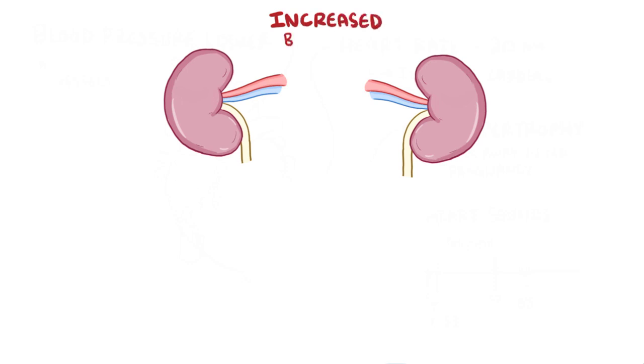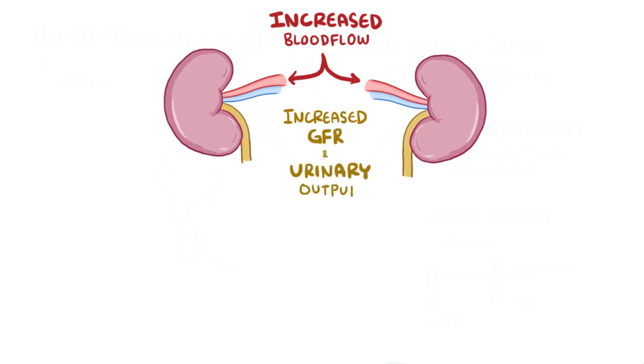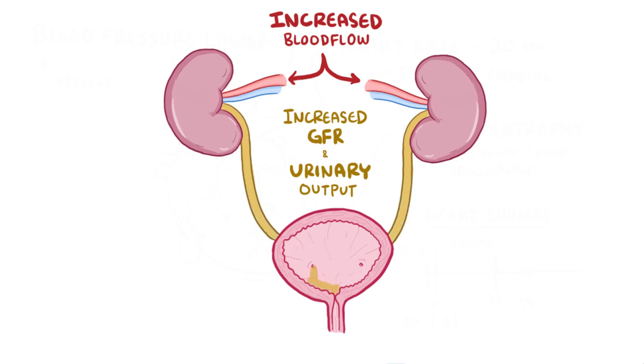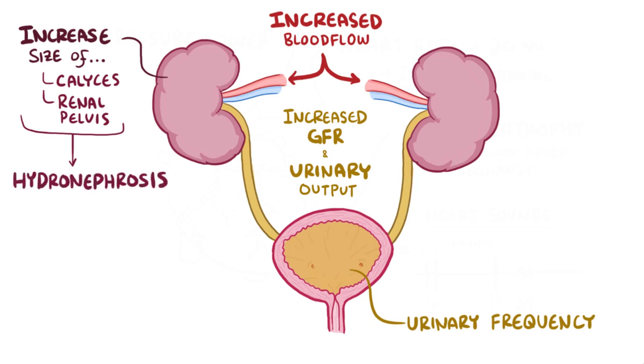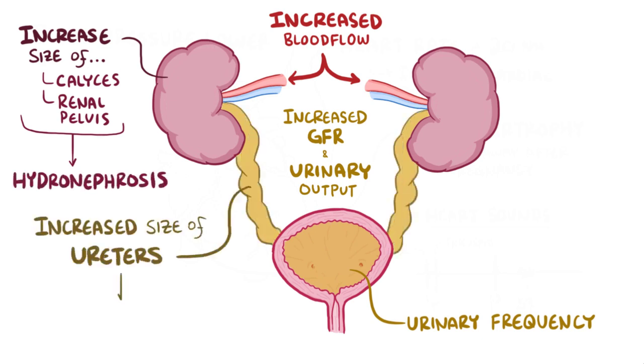The increased cardiac output also means that there's more fluid going through the kidneys, increasing the glomerular filtration rate and urinary output. Combining that increased urine output with direct pressure on the bladder from the enlarging uterus explains why pregnant women have urinary frequency. It turns out that the kidneys compensate for the extra workload by increasing in size, causing the calyces and renal pelvis to dilate, resulting in physiologic hydronephrosis, and increasing size of the ureters, causing physiologic hydroureter.